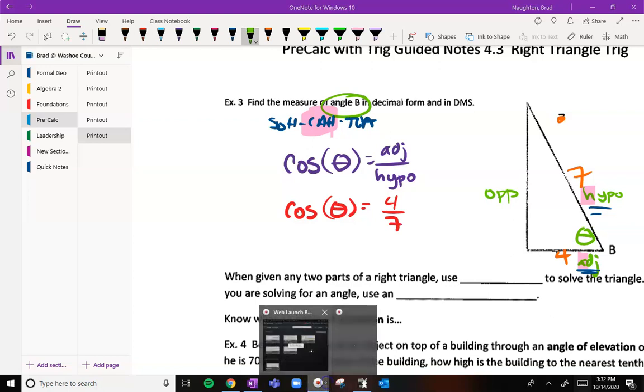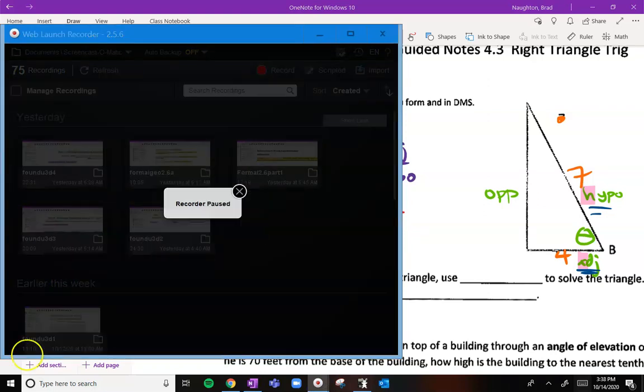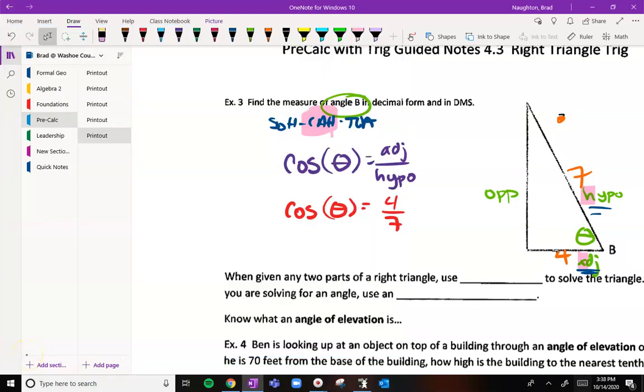I'm going to pause for a second. Apologize for the delay. I had someone walk in the room and just wanted to chat with them really quickly, so we are back. So again, we're looking for that theta.